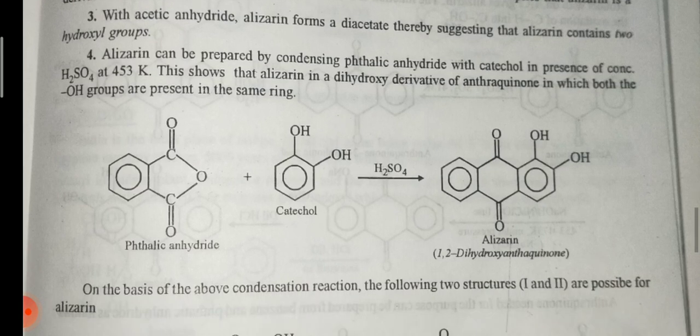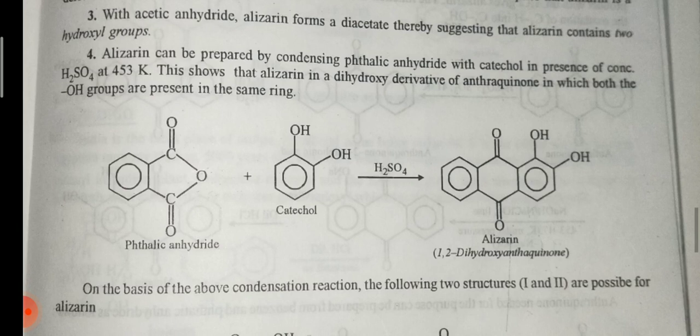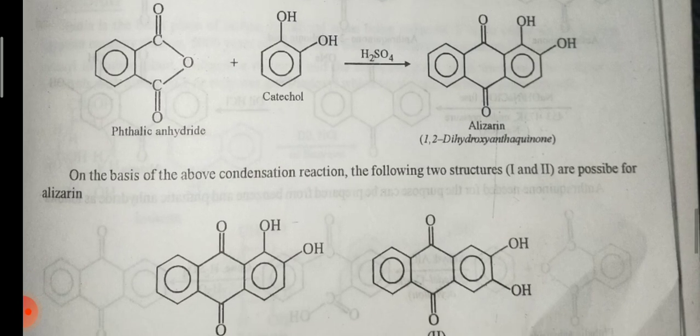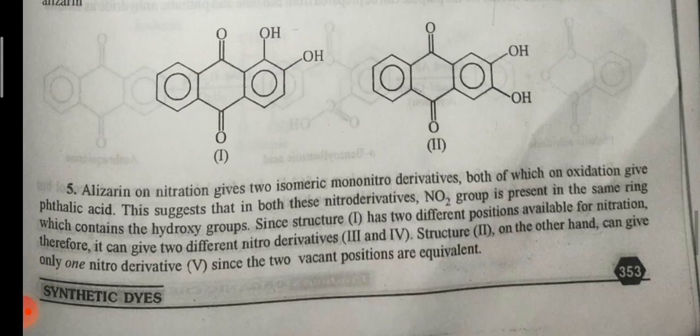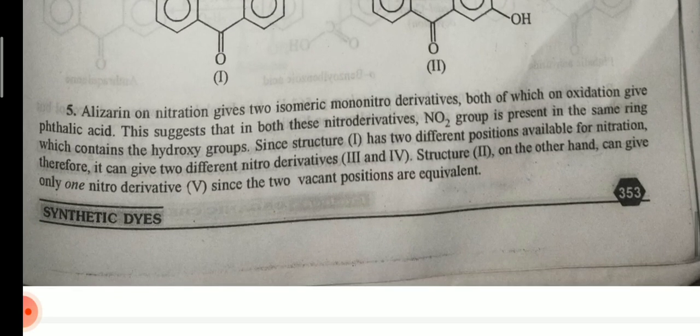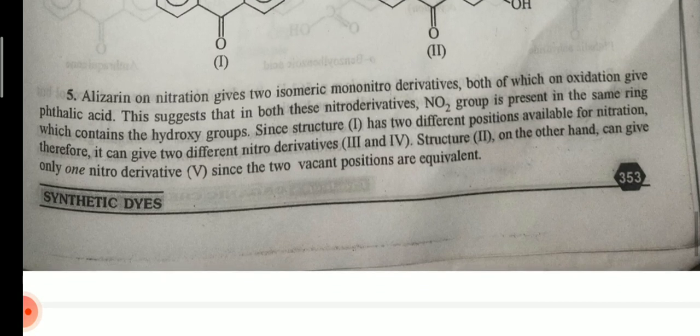This shows that alizarin is a dihydroxy derivative of anthraquinone in which both the OH groups are present in the same ring. On the basis of above condensation reaction, the following two structures, 1 and 2, are possible for alizarin. Alizarin on nitration gives two isomeric mononitro derivatives, both of which on oxidation give phthalic acid. This suggests that in both these nitro derivatives, NO2 group is present in the same ring which contains the hydroxy groups. Since structure 1 has two different positions available for nitration, therefore it can give two different nitro derivatives, 3 and 4. Structure 2 on the other hand can give only one nitro derivative, 5, since the two vacant positions are equivalent.